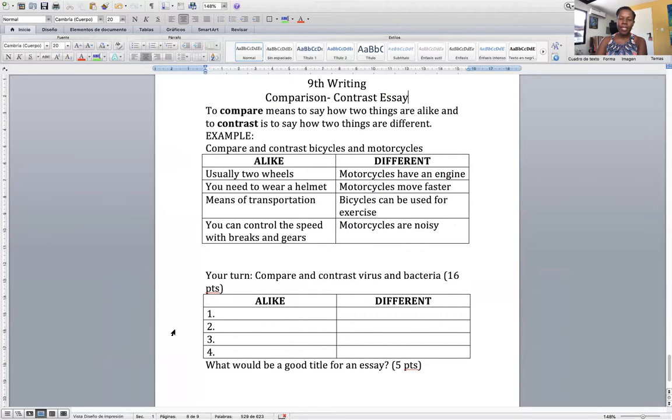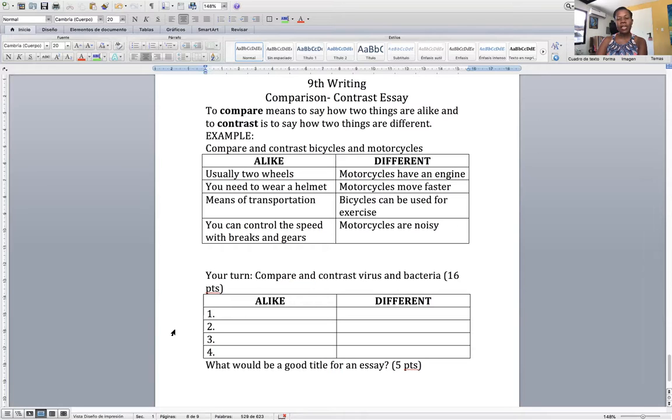So for example, let us compare and contrast motorcycles and bicycles. In the first column, the first row, we're going to say how they are alike. And that is, they usually have two wheels. Both of them, you need to wear a helmet. They're both means of transportation. And in both of them, you can control the speed with brakes and gears. That's how motorcycles and bicycles are alike.